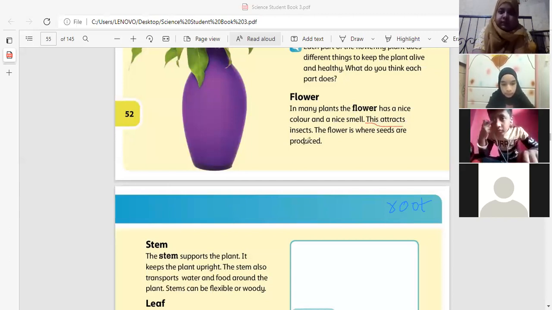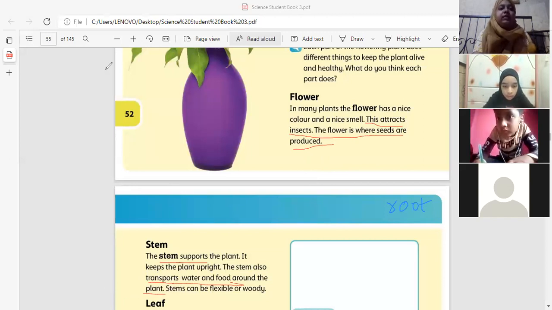Quickly write all these. Flowers: they attract insects, and flower produces seeds. Okay, stem: it gives support, transports water and food. So quickly write these two, then I will give two more functions. Okay, quickly do this.